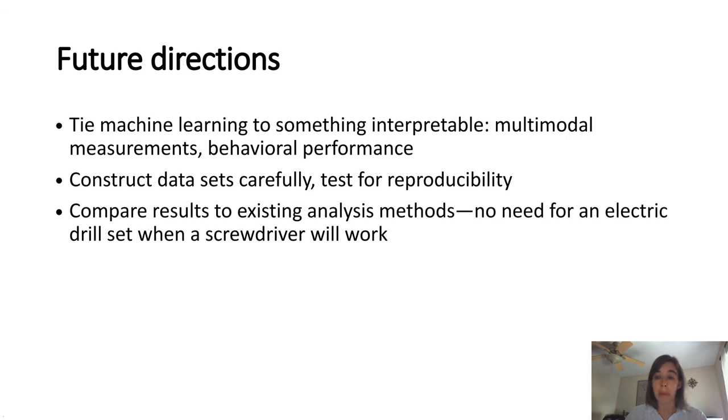So some of the things that might be possible are multimodal measurements, maybe behavioral performance. And of course, as in anything in neuroscience, reproducibility is a major issue. And I do think it's important to compare results to existing analysis methods. One of our early iterations of the variational autoencoder was great at giving us principal components, which we could get out of a standard PCA analysis. So I think there's no need to use a fancy machine learning tool if you have something that's simpler and more interpretable that will work.